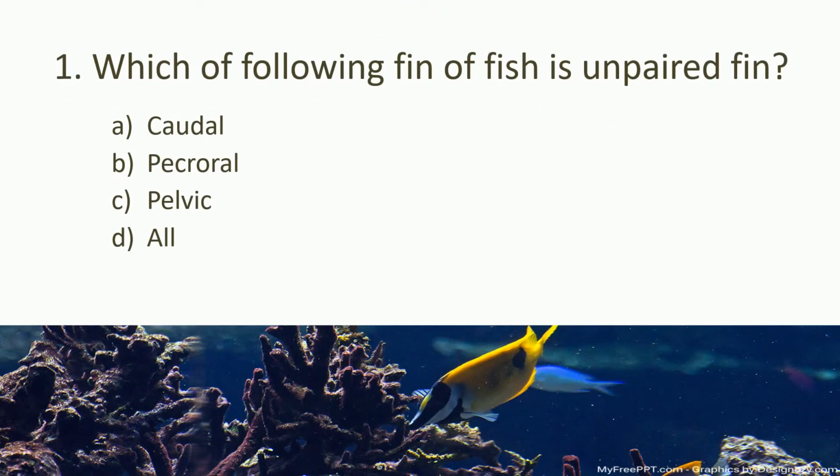First MCQ: which of the following fins of fish is an unpaired fin? Unpaired fin means a fin which is single, and the other type is paired fins. The options are caudal fin, pectoral fin, pelvic fin, or D option, all of the above. And the right answer is caudal fin. Caudal fin is an unpaired fin.